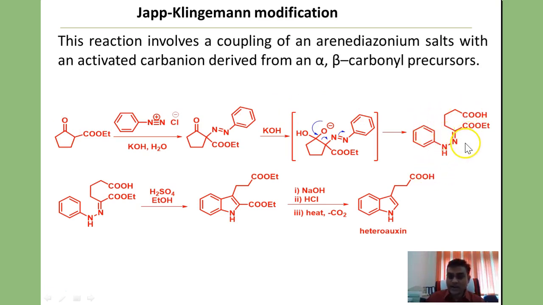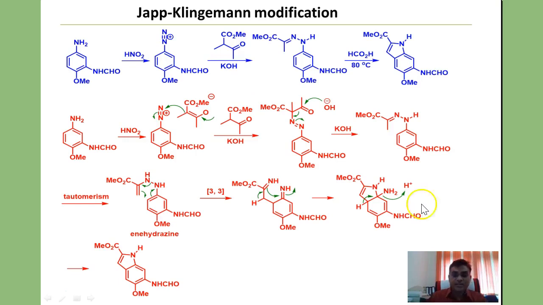Now, once this hydrazone is available with us, we can do the routine Fischer indole synthesis. Under acidic conditions, it will undergo Fischer indole synthesis, and its subsequent post modifications will give us important biologically active compounds, heterocyclic molecules. Another example is deliberately kept here just for practice of the Japp-Klingemann modification.